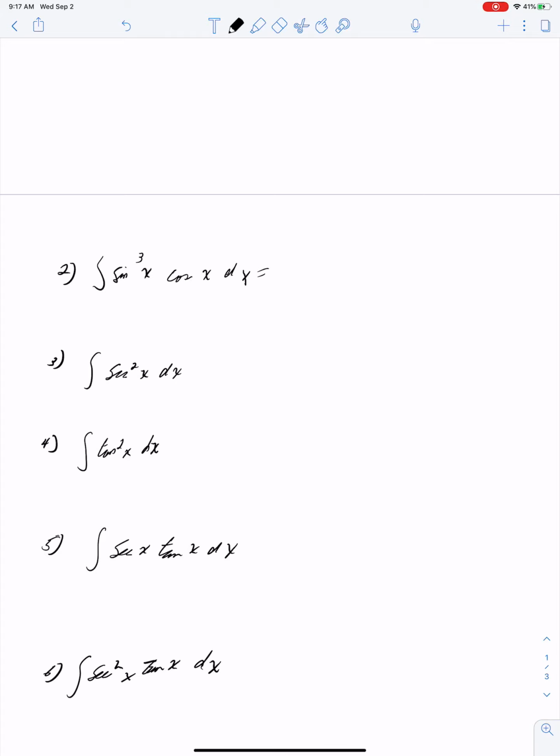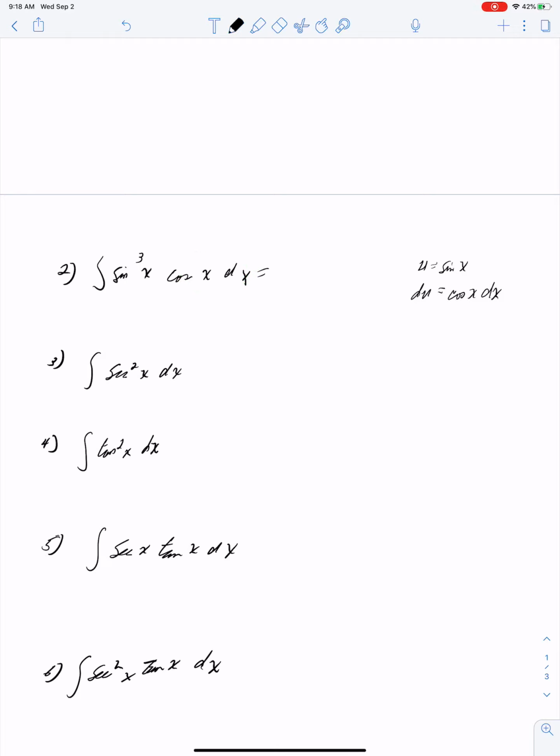Sine cubed x cosine x dx. This is going to be a u substitution as well, and do you remember what I say? U substitution, key in on where the function composition is happening, and I claim function composition is happening here, and so the natural thing to do would be to let u equal sine x. Then du is cosine x dx, and you will notice that cosine x dx is exactly what I have here.